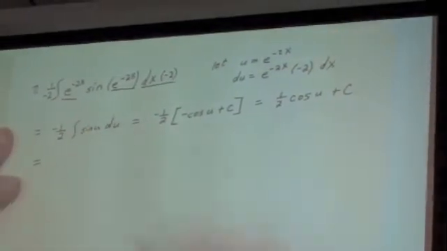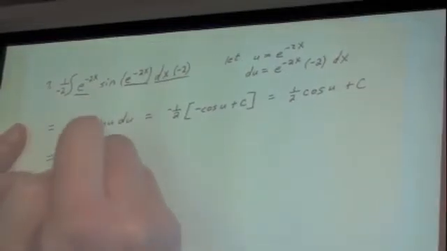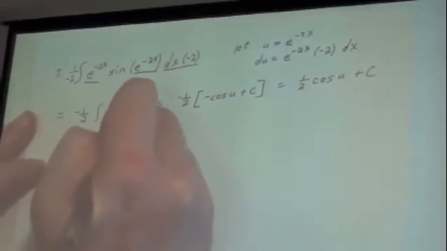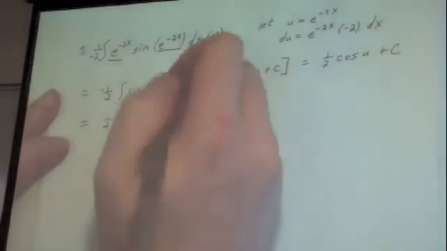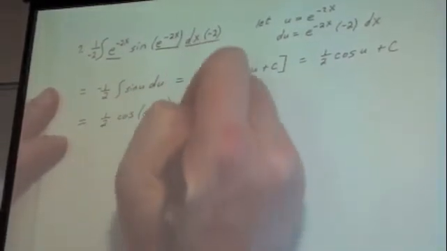Substituting back in what u is, we can see that this is 1/2 the cosine of e to the negative 2x plus c.